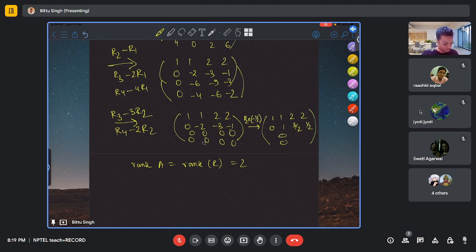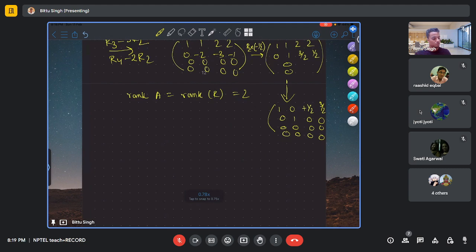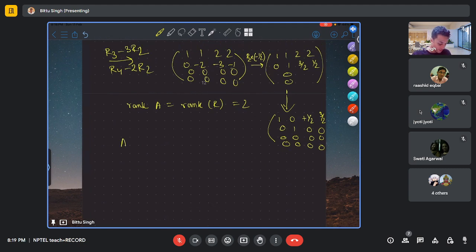Now again you can subtract. This will give 1 0 half and 3 by 2. Similarly 0 1 0 0, and those are 0 rows. Therefore the system Ax equal to 0, this is our row echelon form. This and this system are equivalent. Rx equal to 0. Okay.